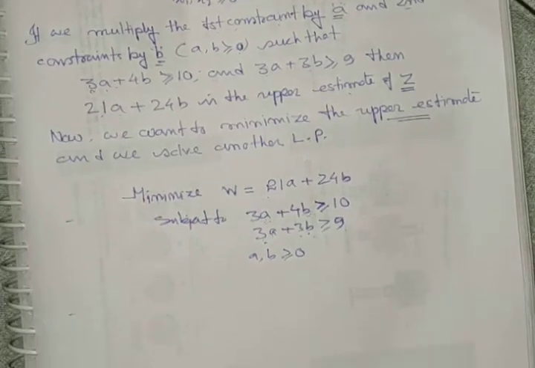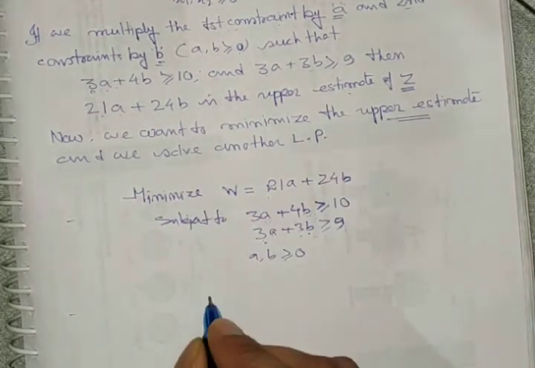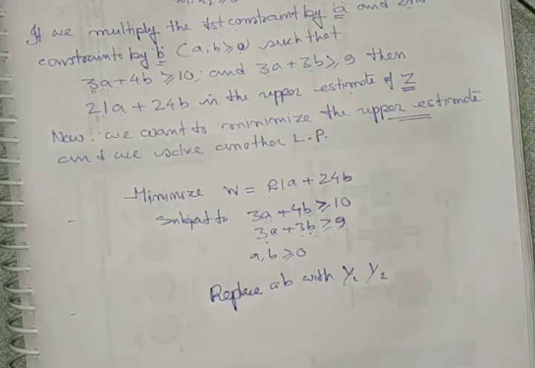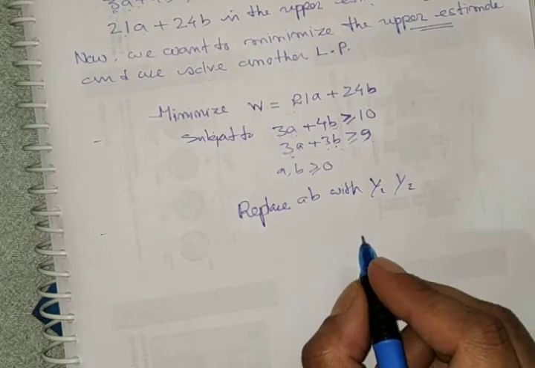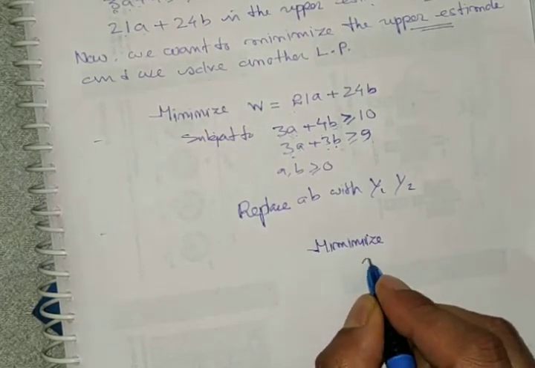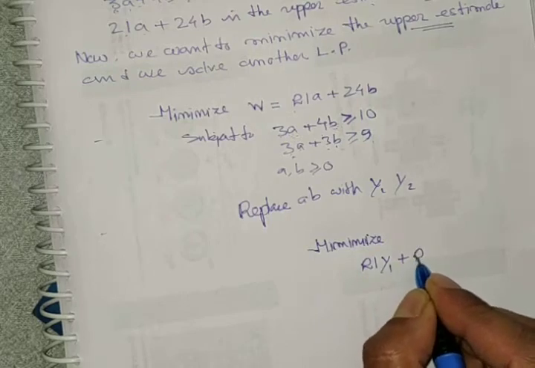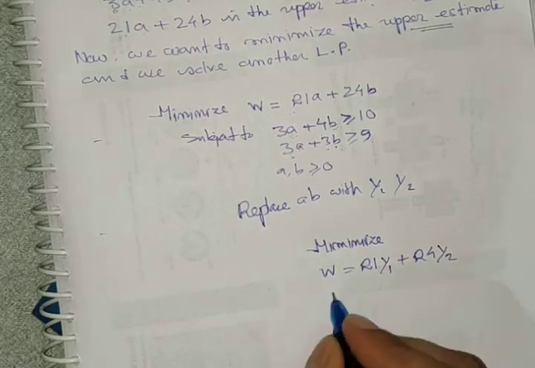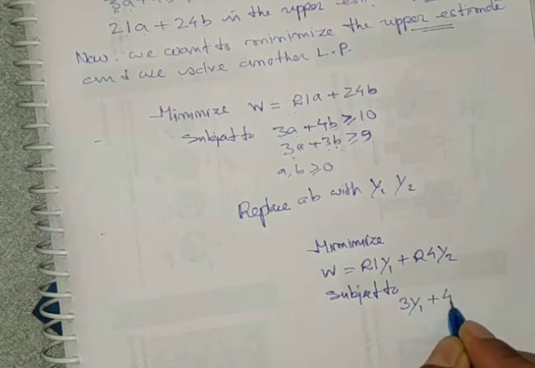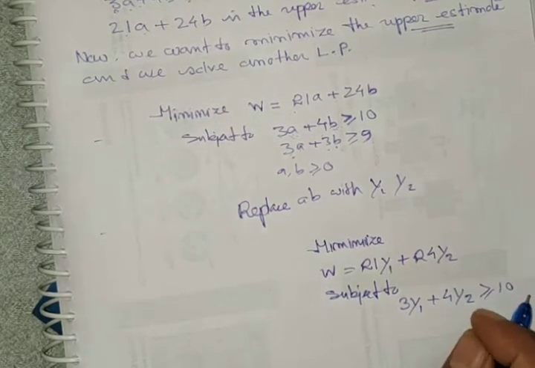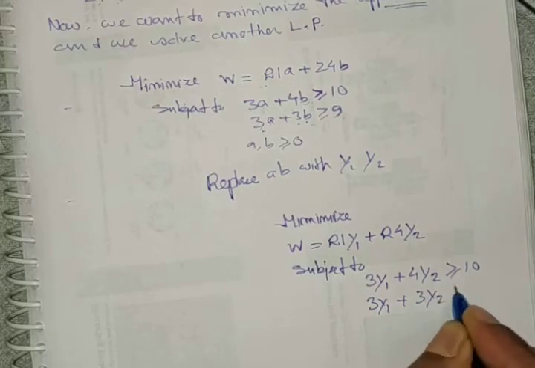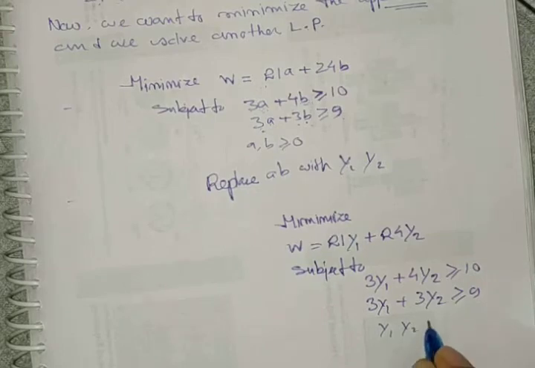Now if you replace A and B in this full equation with y1 and y2, we will get: minimize 21y1 plus 24y2, suppose this is W, subject to 3y1 plus 4y2 greater than or equal to 10, 3y1 plus 3y2 greater than or equal to 9, where y1, y2 are greater than or equal to 0.